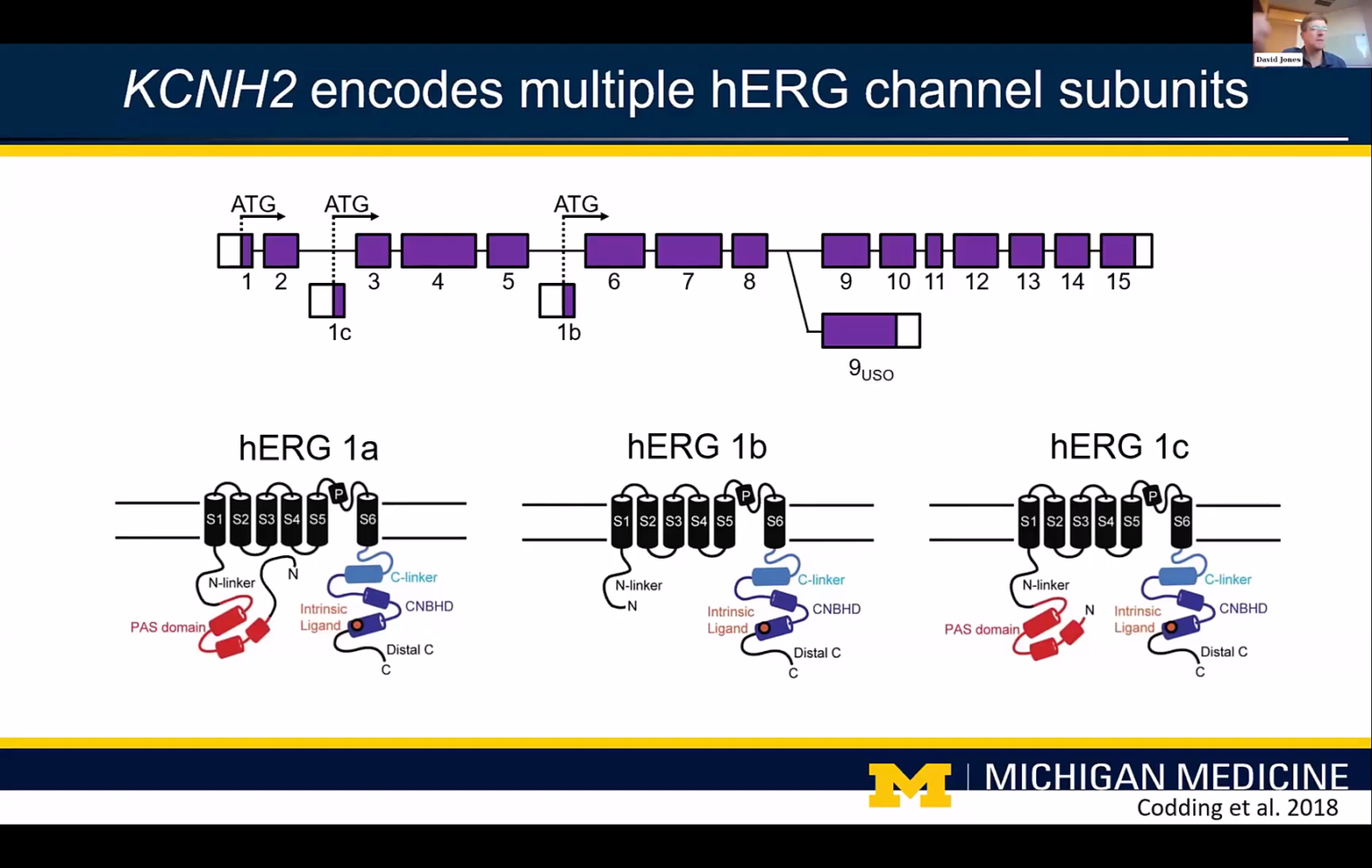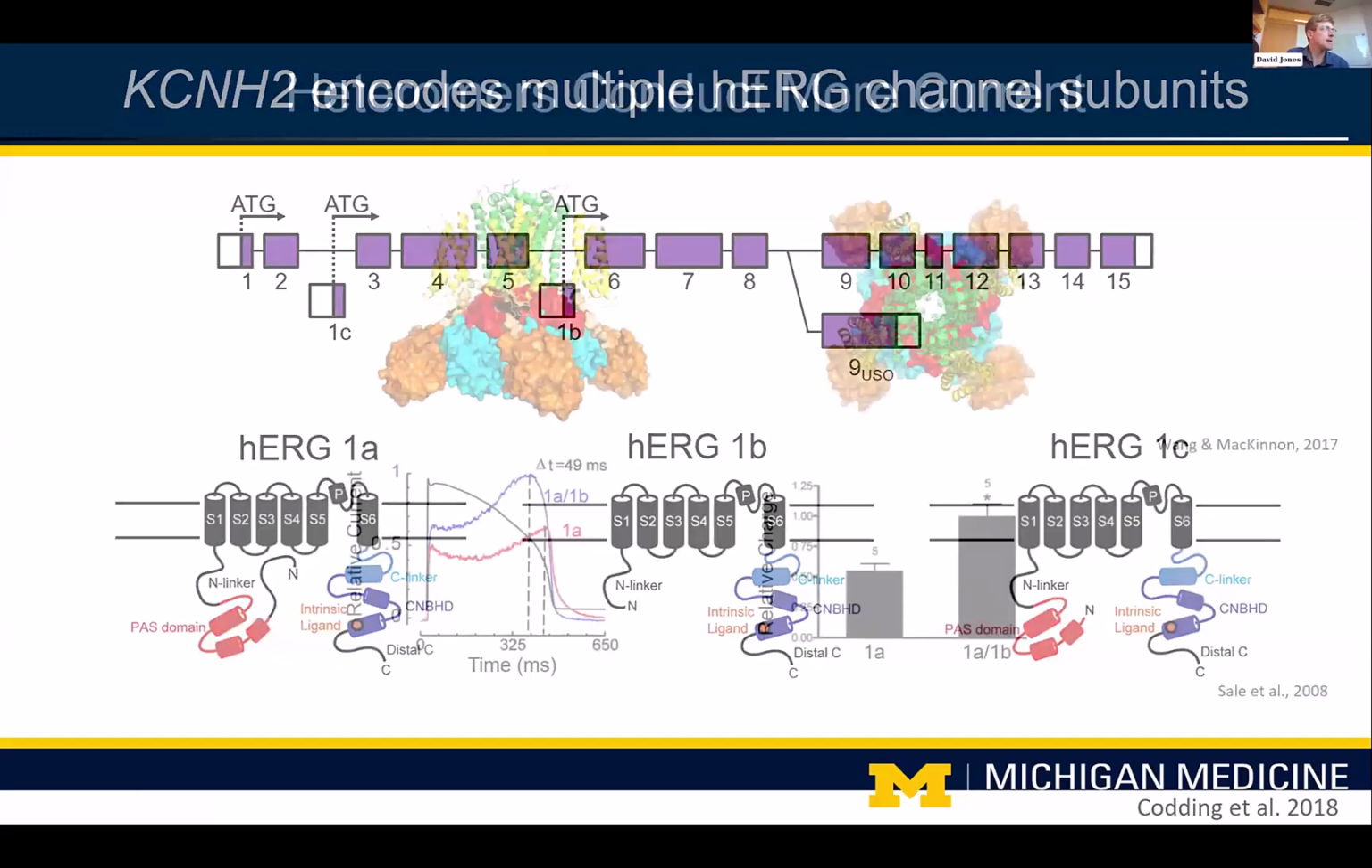For the purpose of our talk today, I'm going to focus on 1A and 1B because those are the only two subunits that are found in cardiac tissue. 1C is a primate-specific neuronal channel that's associated with schizophrenia. There's also this one right here, which is HERG-USO. This is an extension of exon 9 and forms a subunit that will heteromerize with the full-length channels, but then is retained within the ER, so it doesn't actually traffic to the membrane. We're not really sure what HERG-USO does just yet, but it is there.